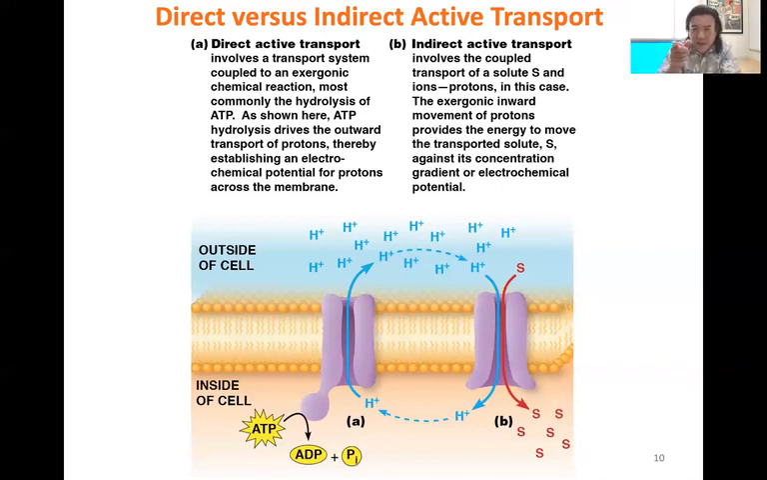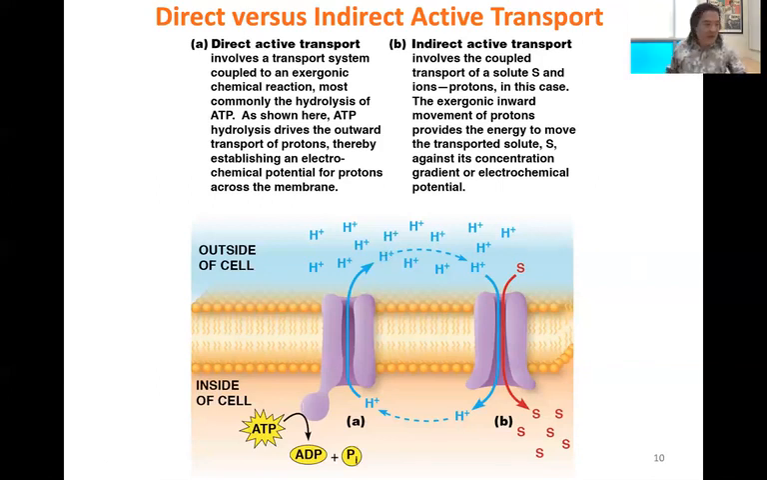So you might look at this and you might say, well, I don't see where energy is used here, right? Because there's no ATP. This is the thing to keep in mind, right? This protein on the right would not work if it were not for what? If it were not for the fact that there is a proton gradient to take advantage of. And where does that proton gradient come from? It requires the direct active transporter on the left that's using up energy to make that gradient.